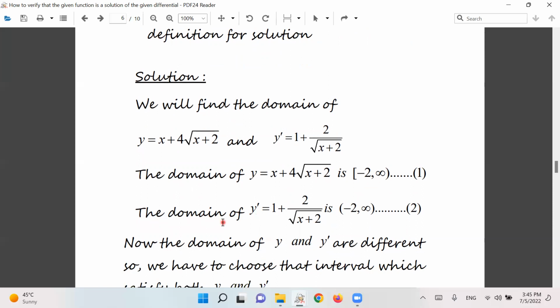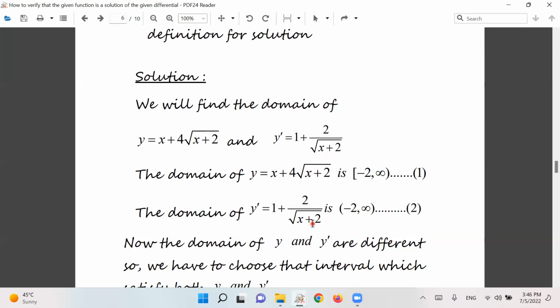The domain of y dash: now we have to check again what are the values of x we can substitute here so that we can get the real valued function. So how do we get the real valued function? We can see the same thing: if we put here -2, we are going to get 0. But 2 over 0 will make it an undefined function. Any number divided by 0 will be undefined.